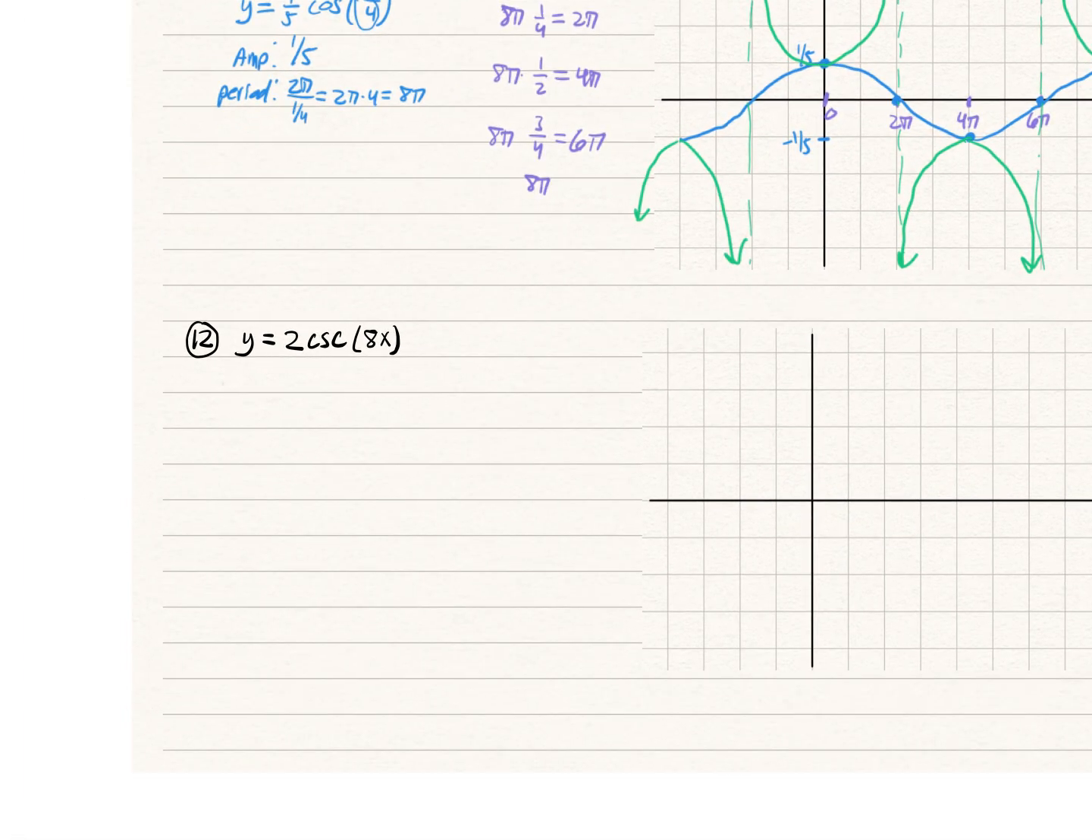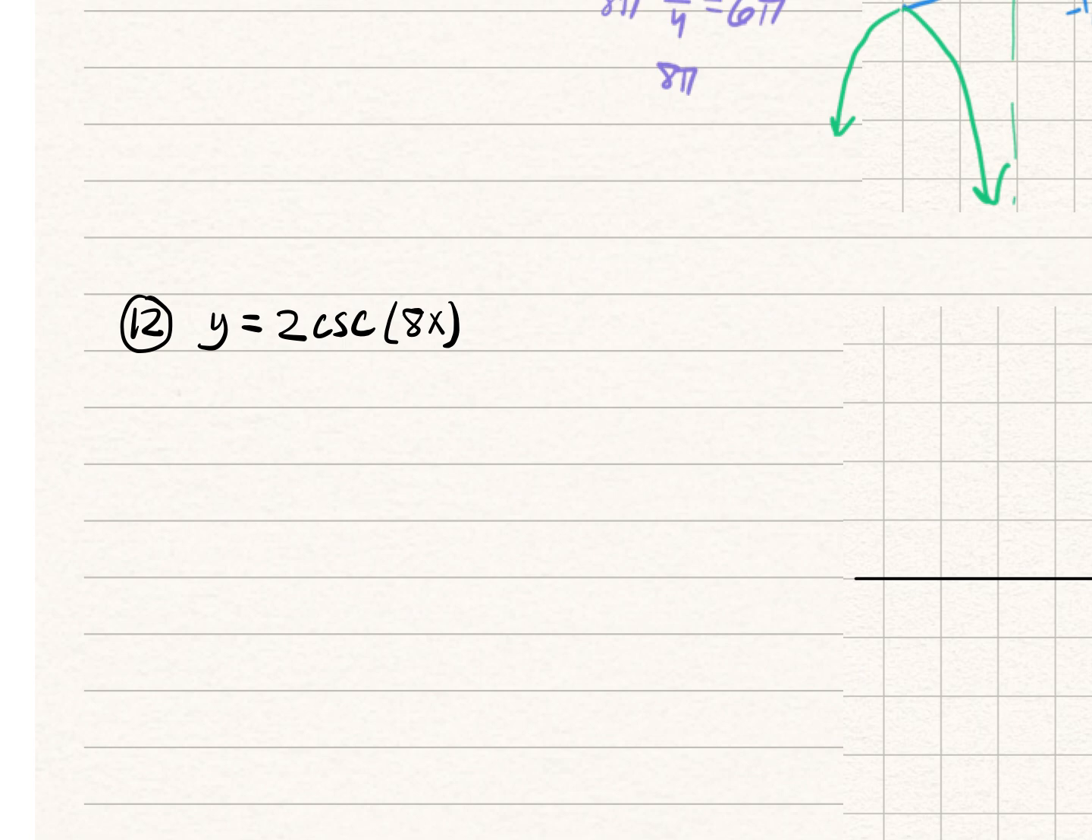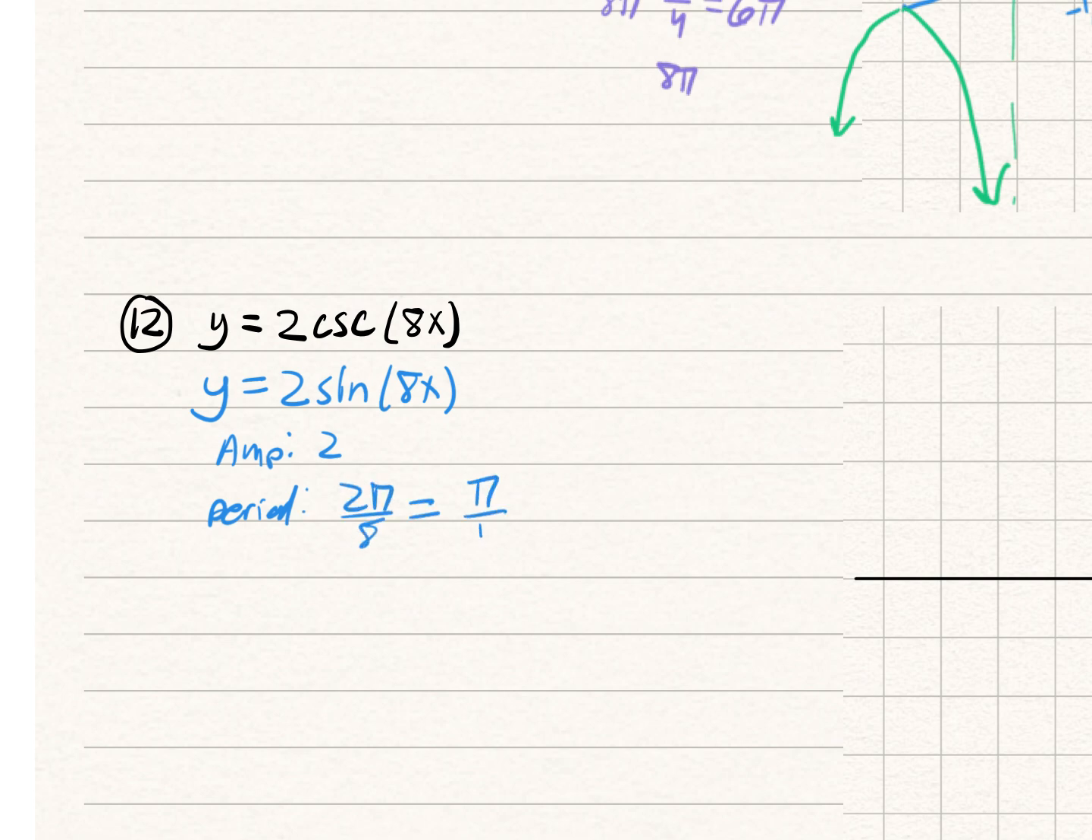And then the last one here is going to be number 12. All right. Once again, it's a reciprocal function, so I'm going to want to graph its reciprocal. It's going to be 2 sine of 8x. All right, we have an amplitude of 2, a period of 2 pi over 8, which is pi over 4, and then we need 5 points.